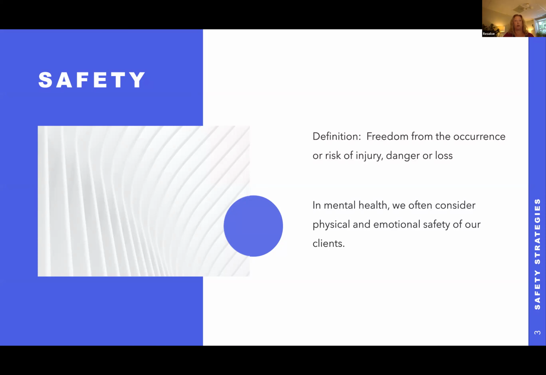So what does that mean? One of the things to help start out is to just define what safety even means. According to what I found in different places, it's freedom from the occurrence or risk of injury, danger, or loss. In mental health, like I said, we often consider the physical and emotional safety of our clients, but very rarely are we having conversations about safety for us as a therapist unless something comes up. I'm hopeful that as we talk today, you start to think, I could be more proactive in this and have a plan designed to help me deal with these things if they ever come up, because part of our safety is wanting to prevent the occurrence of something happening. So, being proactive in that sense.